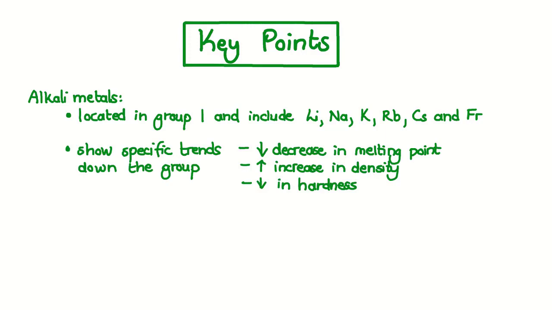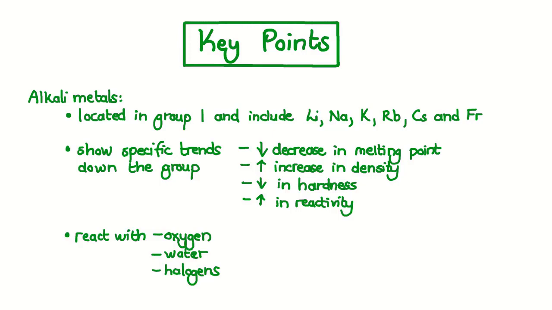In terms of physical properties, we saw that going down the group there is a decrease in the melting point, an increase in the density, and a decrease in the hardness. In terms of chemical properties, we saw that there is an increase in the reactivity moving down the group. We learned that reactivity is a function of the atomic radius and the ease with which, or the amount of energy required, to remove a valence electron in a reaction.